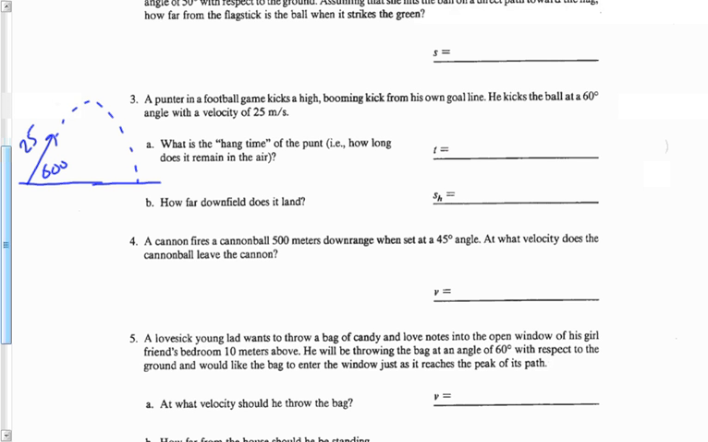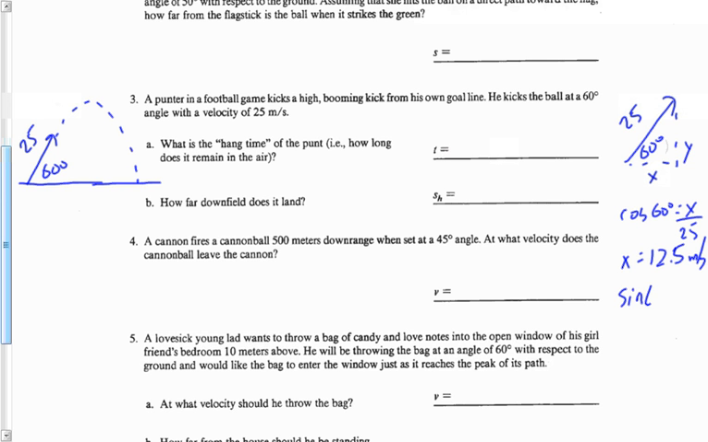You guys know where to start, right? X and Y every single time. Got a funny angle. Don't like the funny angle, so I got to get rid of it. Let's say cosine 60 degrees is equal to adjacent over 25. That's going to be 12.5. And we're going to say sine 60 degrees is equal to opposite over 25. 21.65 meters per second for the y component.